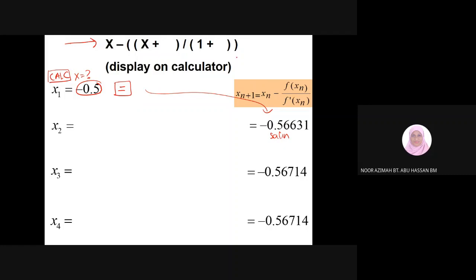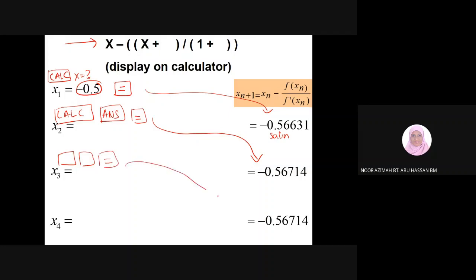Then press calc again, then the answer button and the equal sign to get the next answer. Copy it down, and repeat the process once again: calc, answer, equal sign. You get another answer. Copy it again. And then you realize they are the same. So this is where you should stop.